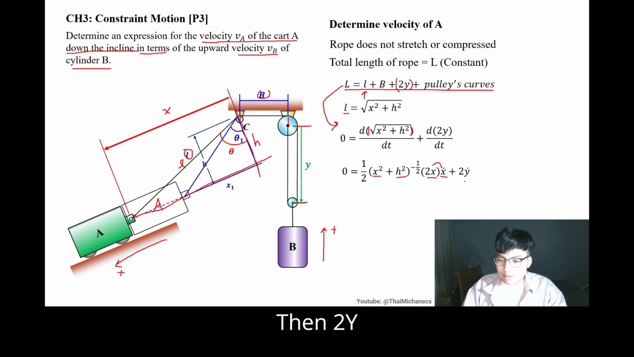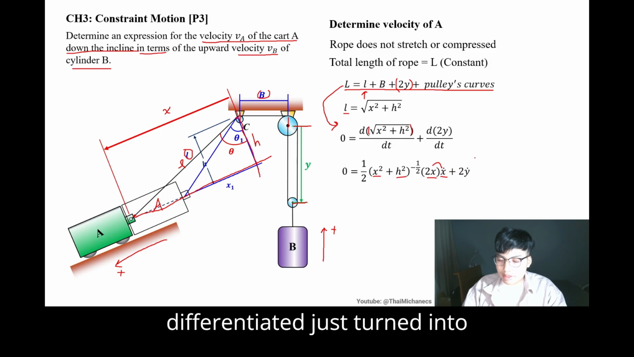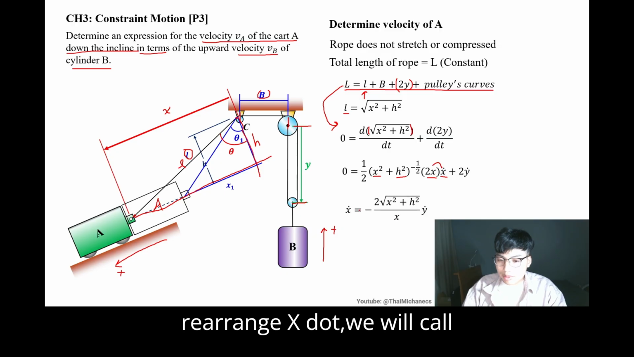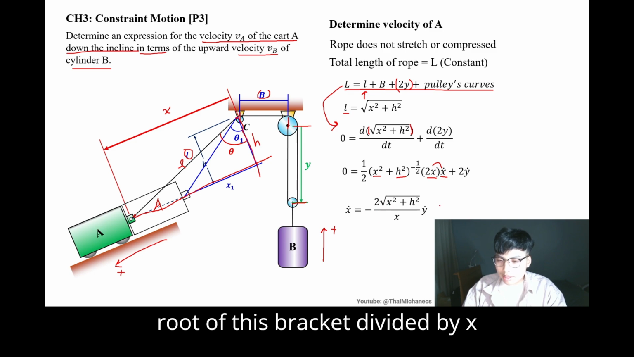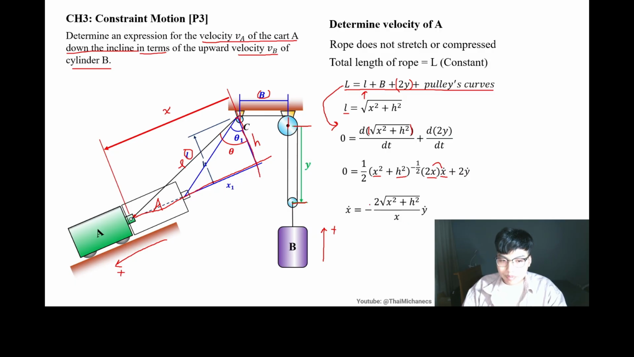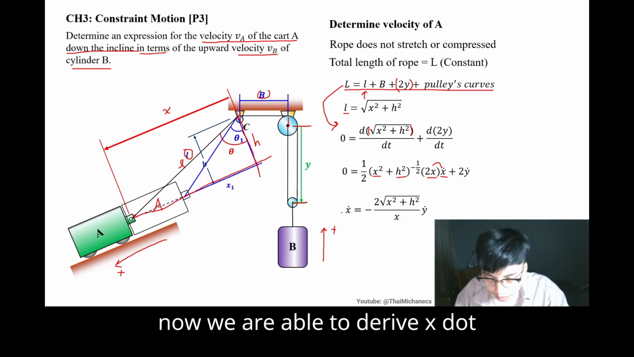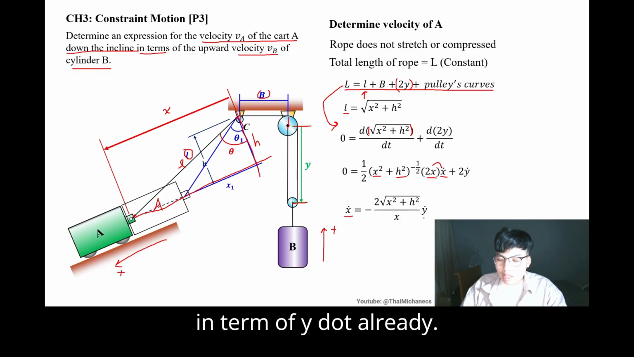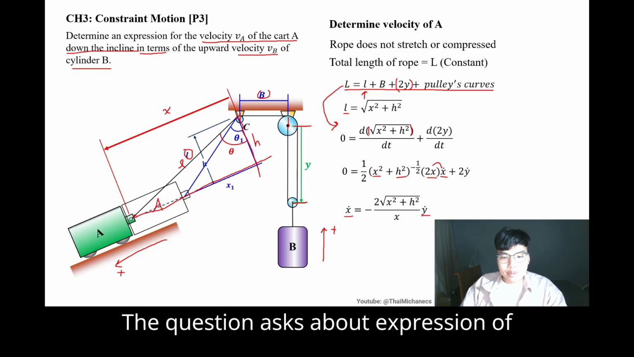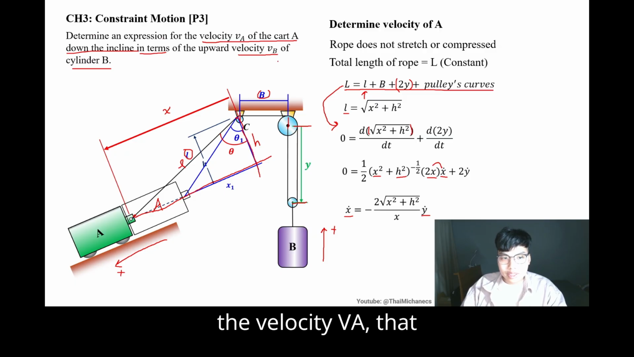Okay, then 2y differentiated just turns into 2y dot. Then if we rearrange x dot, we will get 2 minus 2 square root of this bracket divided by x times y dot. So now we're able to derive x dot in terms of y dot already. The question asks about the expression of the velocity VA, that means the x, in terms of y dot.